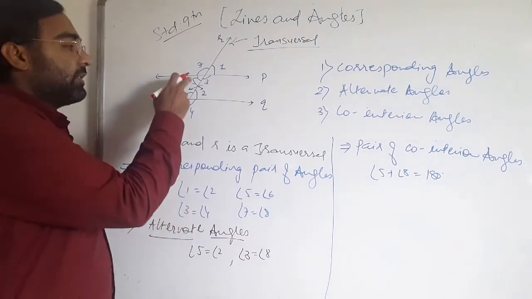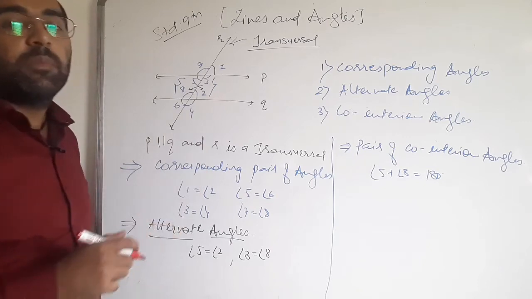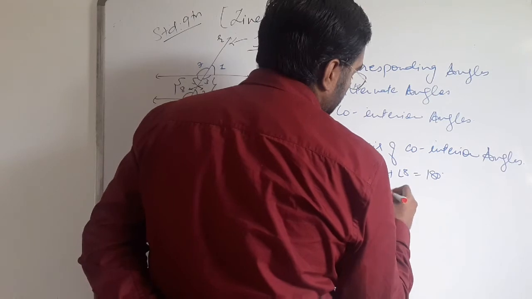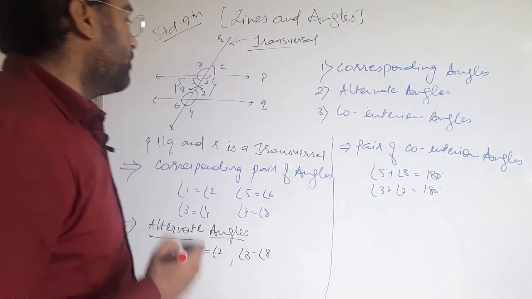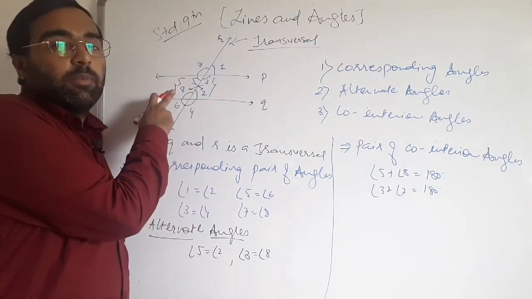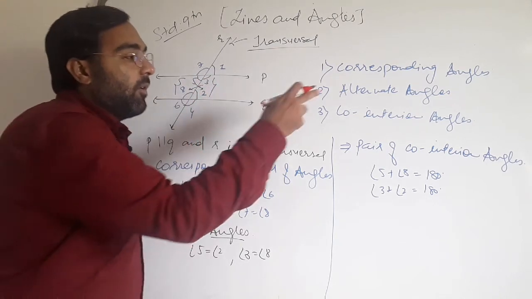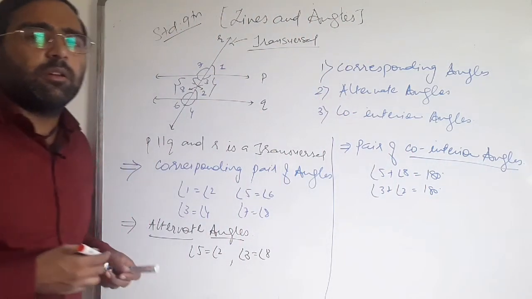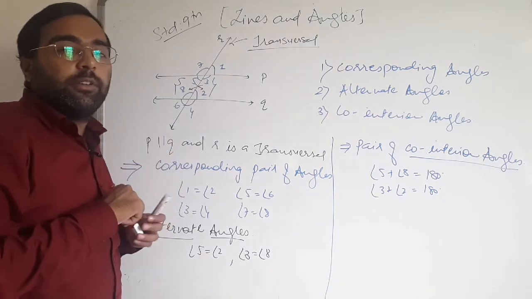The sum of these two angles makes 180 degrees, and the sum of 3 and 2 also makes 180 degrees. So we also call angle 5 and angle 8 supplementary angles, and 3 and 2 are also supplementary angles. From the name of the angles, we can see that here is the pair of co-interior angles.